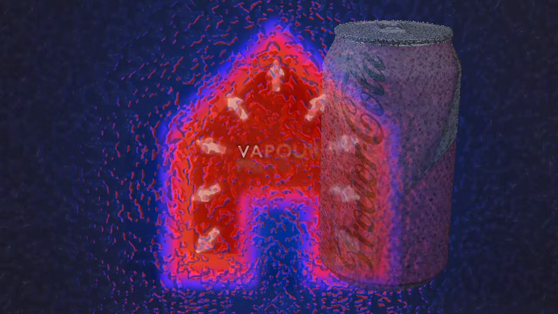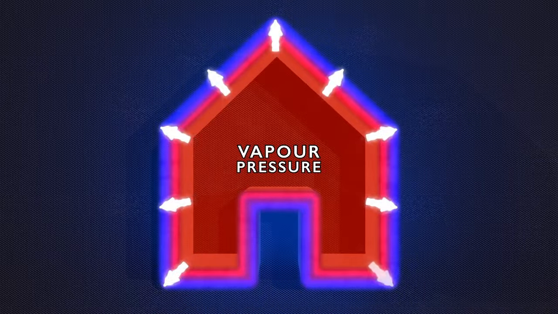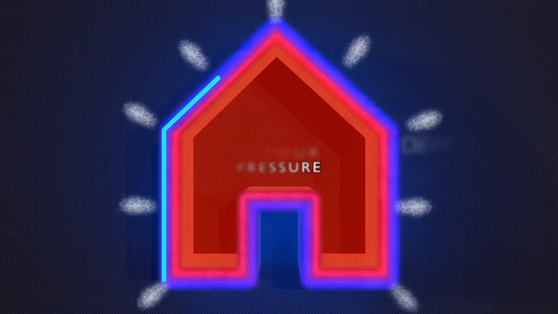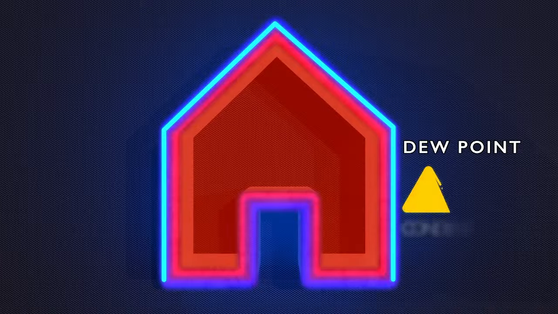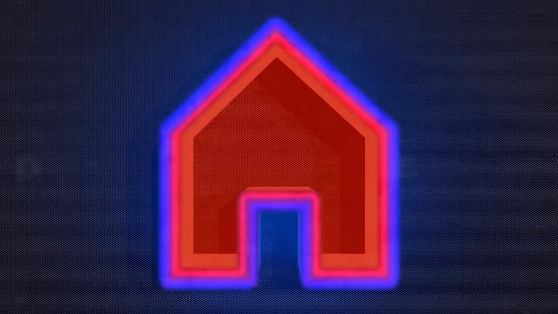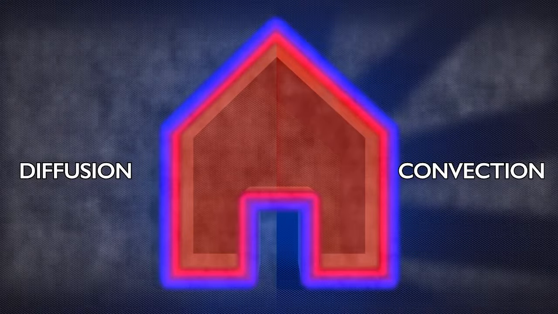This moisture vapour is pushed outward through the building fabric by the vapour pressure, which is a product of the temperature and humidity differences in the system. At a certain point, called the dew point, this vapour will condense. At this point, condensation will occur, which can cause rot and mould, leading to a range of negative effects on the building fabric and even the health of the occupants. The moisture can either be driven through materials by diffusion or through air gaps by convection.